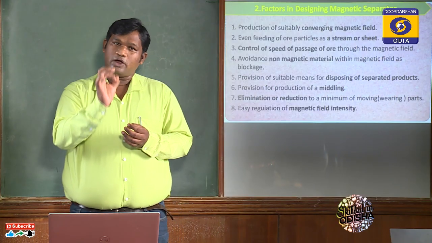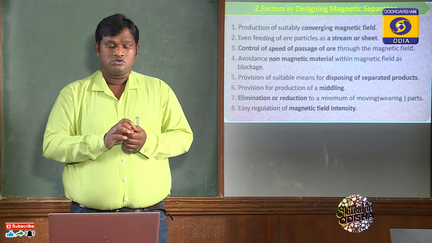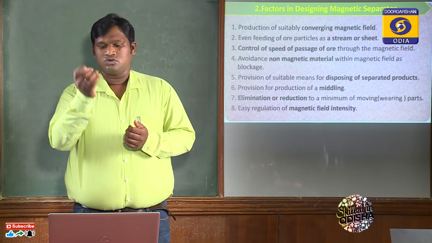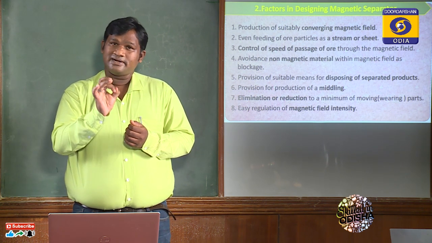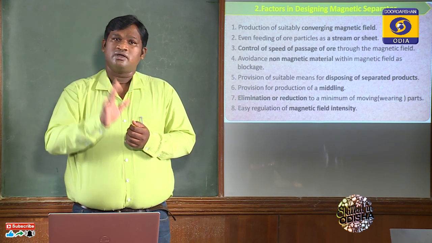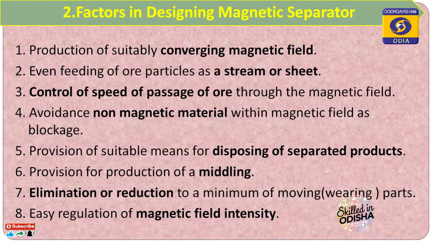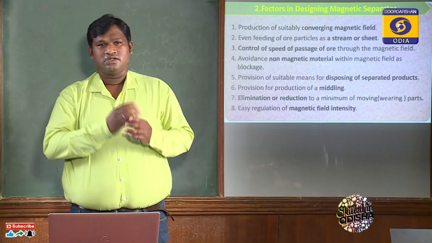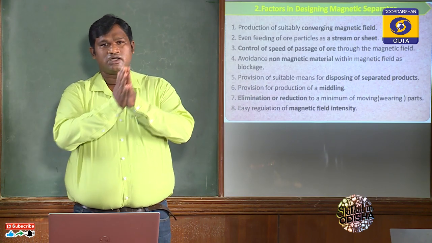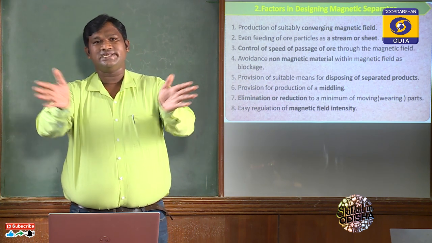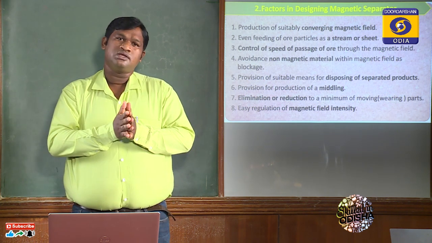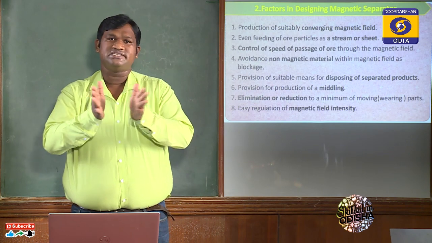That means we can avoid the blockage. How the magnetic material within the magnetic field we can avoid. Then provision of suitable means for disposing the separate product. Basically the product and the tailings may be separately discharged, so we require to give provision for separate discharging.